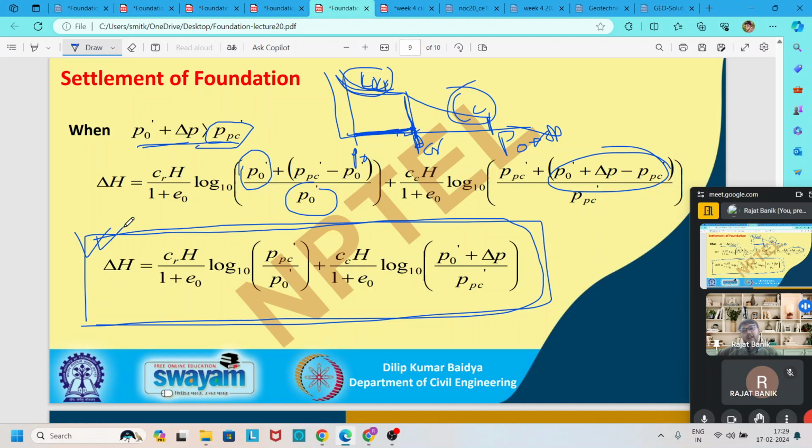By this formula directly we find out if our total pressure after construction is greater than our over consolidation pressure. For this case, we use both the recompression index and the compression index.